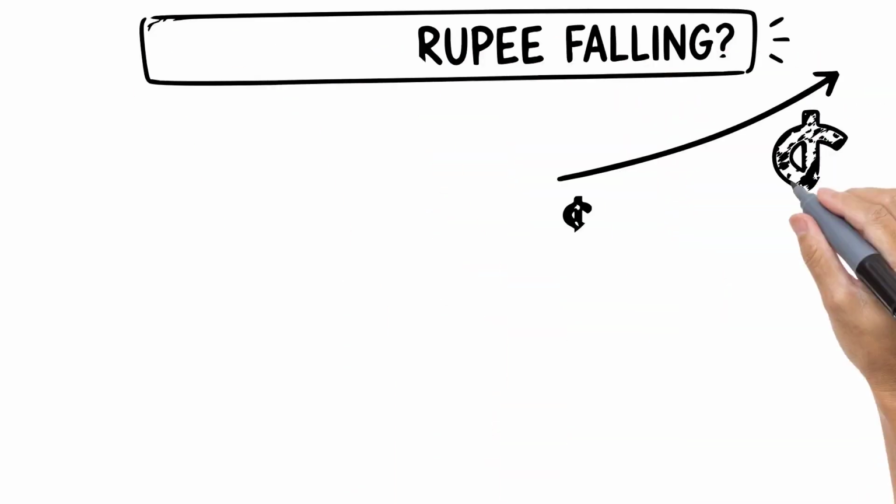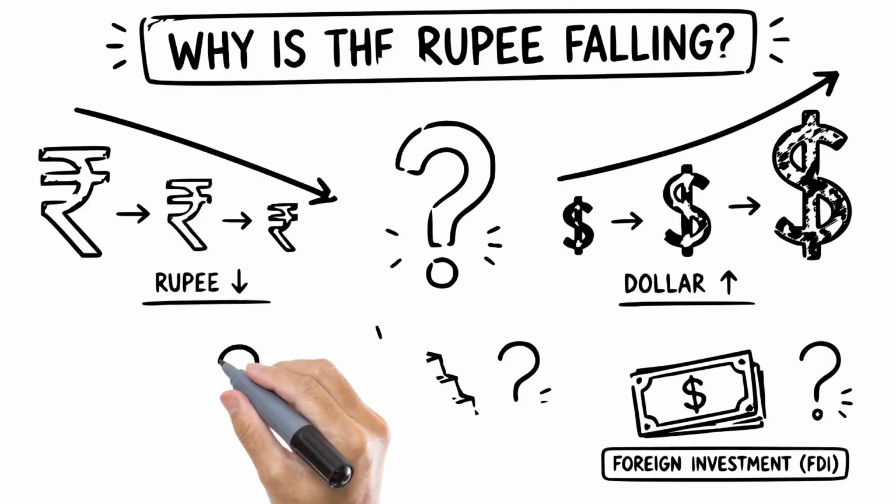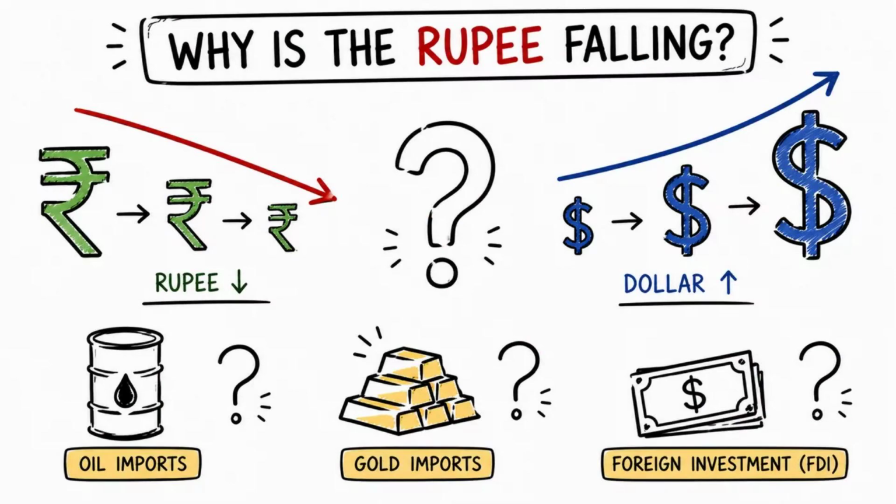Have you noticed that every few years, headlines scream, "The rupee hits a new low"? But what does that actually mean? If yesterday, one US dollar was worth 80 rupees and today it's worth 86 rupees, it means the rupee has weakened. In simple terms, you now need more rupees to buy the same dollar.